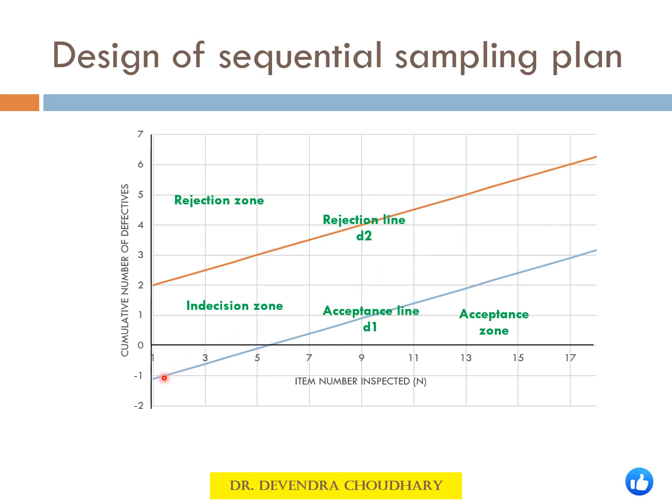Here you also see that when this line is in the fourth quadrant, where D1 is taking negative values, then we cannot take a decision, or you can say a decision is not permitted.